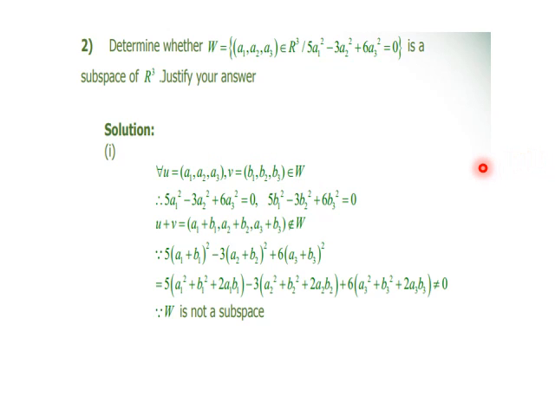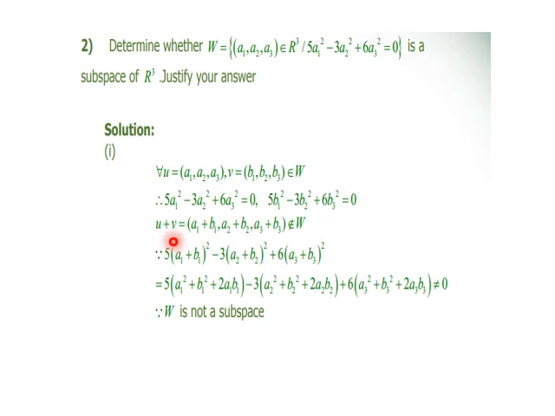Now next one, you want to check whether W, with a different condition: 5 times a1 squared minus 3 times a2 squared plus 6 times a3 squared equal to 0, is a subspace of R cube. So again I will consider u, v and w. They will satisfy this condition: 5a1 squared minus 3a2 squared plus 6a3 squared equal to 0. v is a member of W, so that also will satisfy the condition.